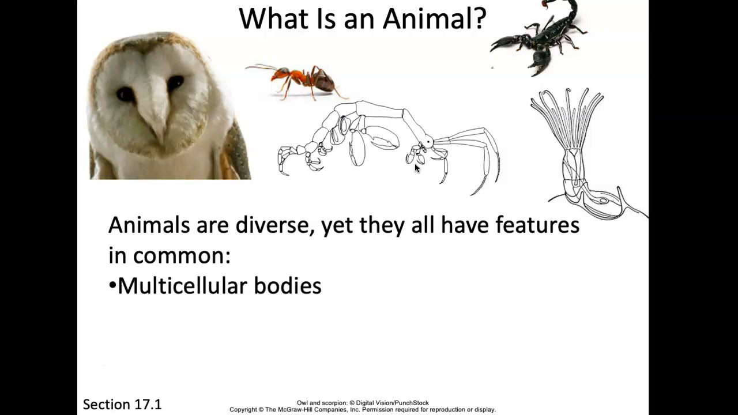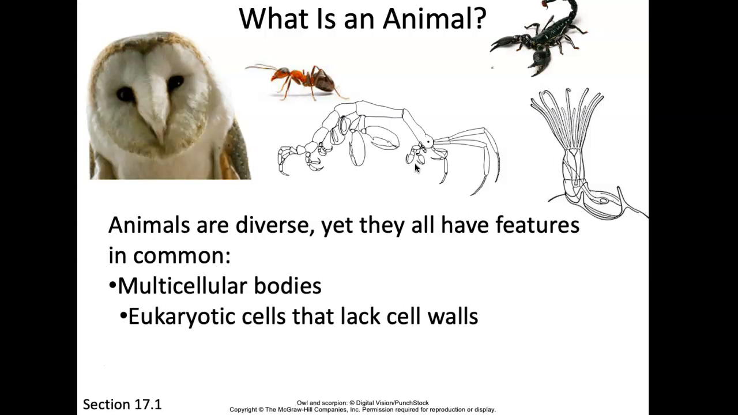Well, what are they? One is they have multicellular bodies. It's not a single cell organism to be an animal. It has many cells. Those cells are eukaryotic. If you remember, eukaryotic meant that they have a nucleus. And also, they lack a cell wall, which means they're not a plant, right? A plant would have a cell wall. Okay, many cells with a nucleus without a cell wall.